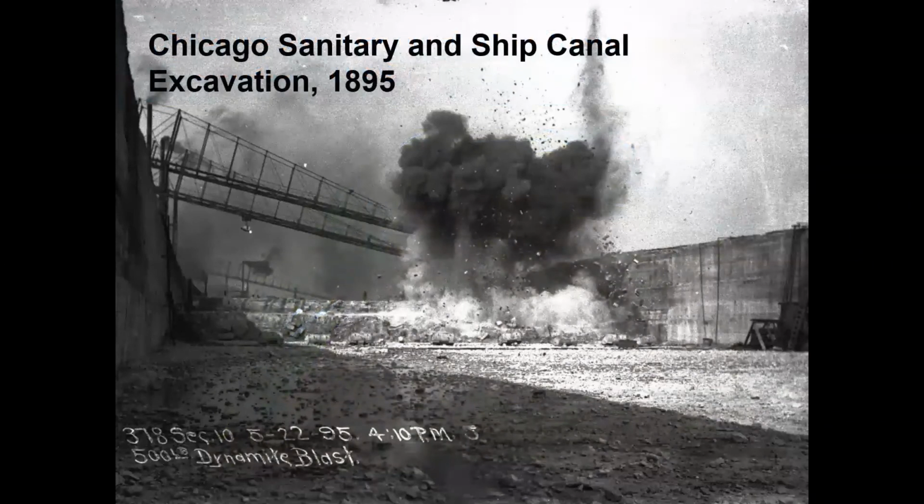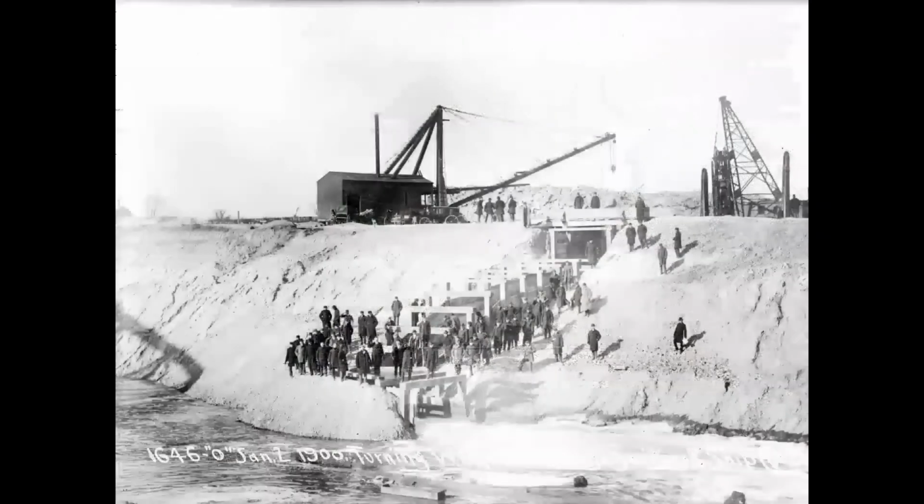So you can see here a photo of our operations from 1895, where we used drilling and blasting methods to clear out the area. The district completed construction of the Chicago Sanitary and Ship Canal in 1900, followed by the North Shore Channel in 1910 and the Calumet Sag Channel in 1922.